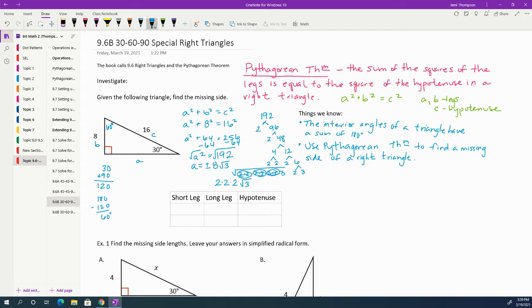Now when I take the square root of both sides, I get a positive and I get a negative. But when I apply this to this triangle, this real life situation here, I can only have the positive value. I can't have a negative length. So let's fill in our table and look at what we have here. My shortest side is the side across from the 30-degree angle, right? That's 8. And my long leg is 8 square root of 3. And my hypotenuse is 16.